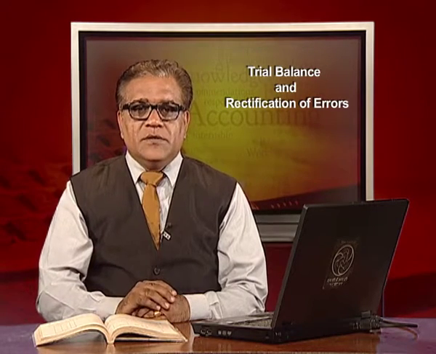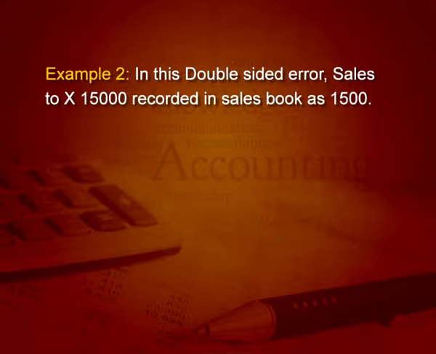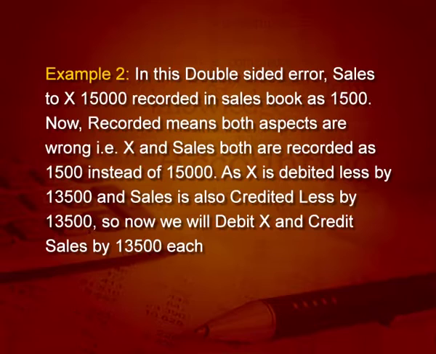Take another example. Sales to X 15,000 recorded in the sale book as 1500. Now, recorded means recorded in the original book, means both the aspects are wrong, that is X and sales both are 1500 instead of 15,000. Now, the right entry is debit X, credit sale 15,000. What you have done is debit X 1500 and credit sale 1500. Both the aspects are less, so you put one more entry, debit X and credit sale both by 13,500. So, the wrong entry mixed with the rectification entry gives you the right effect. 1500 plus 13,500 is equal to 15,000, right.